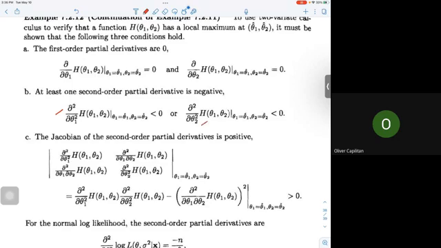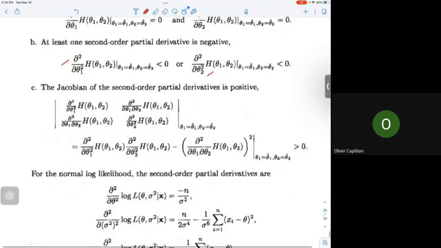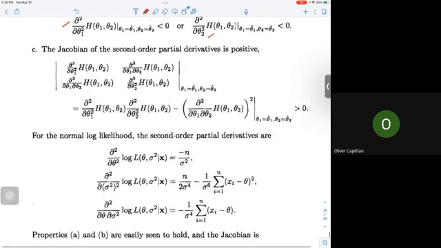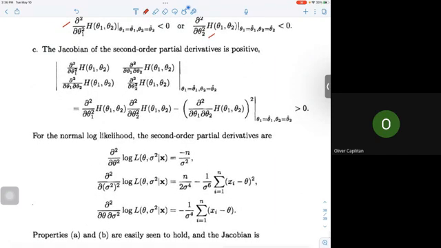Ito yung usual, no? Then we're going to construct the Jacobian of the second order partial derivatives, and then evaluate this. The determinant of this 2 by 2 matrix, evaluating at the value of theta sub 1 equal to theta sub 1 hat, and then theta sub 2 equal to theta sub 2 hat. Okay.